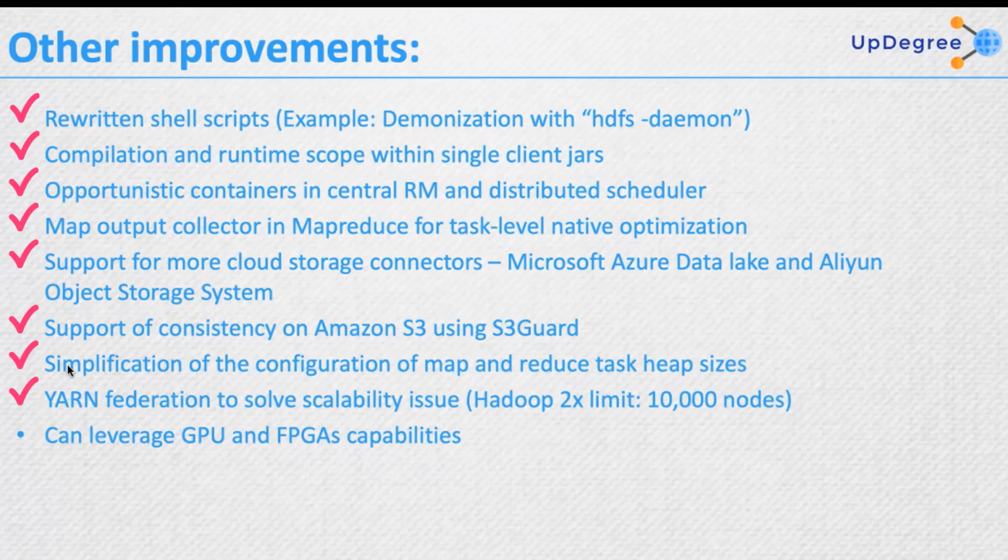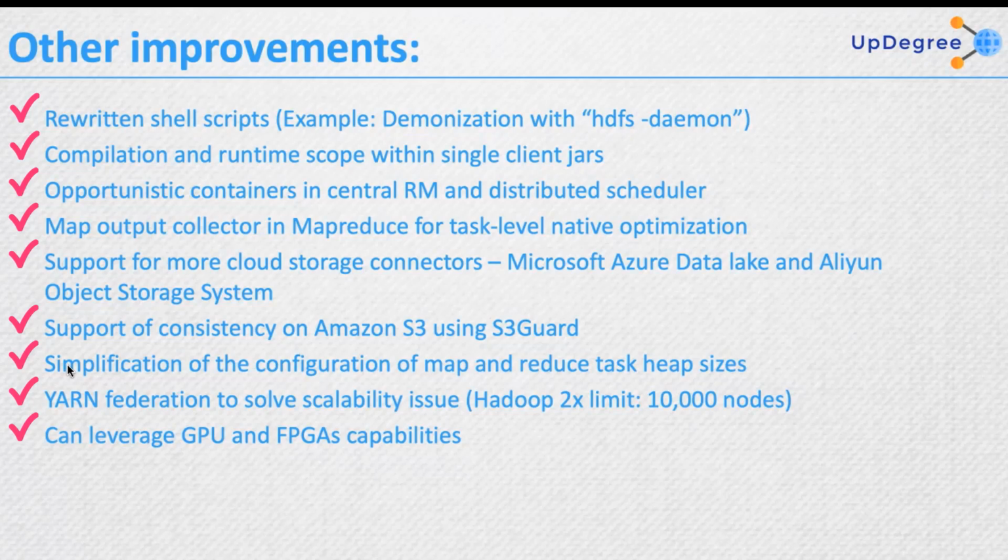Now, this is, I would say, another interesting feature. Why? Because you will have more subclusters than before, but as an organization, it will serve as a single cluster. So you have federated subclusters to which you can add more nodes, distribute your jobs across multiple clusters, and just keep adding nodes. The 10,000 limit which you see in Hadoop 2x is not there with 3x now. It is unlimited for now.